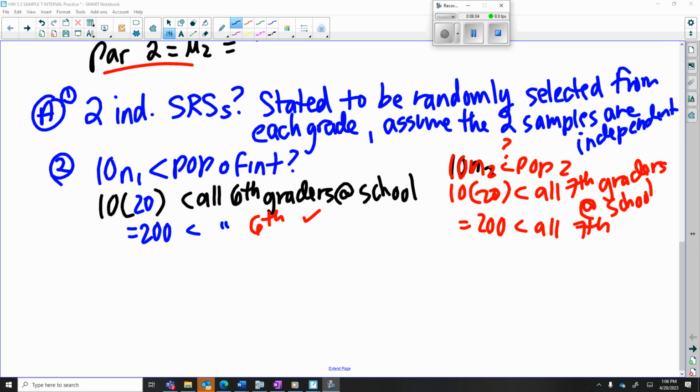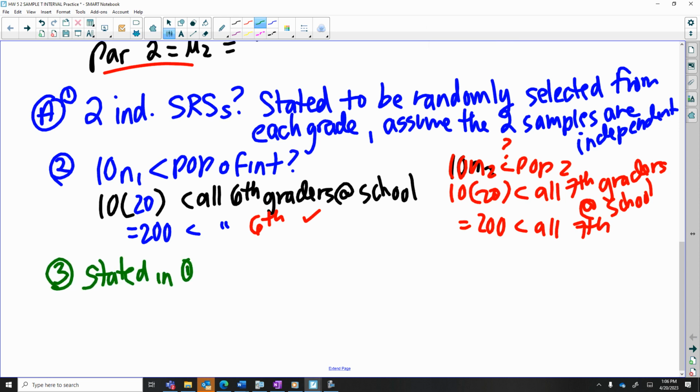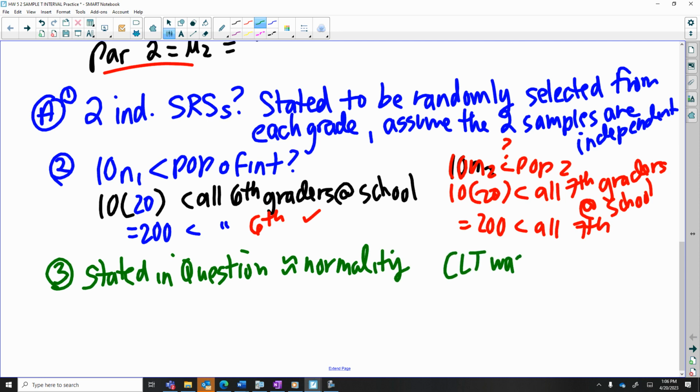And now let's move on to the last assumption, which is normality. It's stated in the question that when they plotted the data, there was approximate normality with no extreme outliers or skewness. So even though the CLT, the central limit theorem, was not met because the two sample sizes were 20 each, because they stated in the question that normality was reasonable, that was great because now that assumption is checked. So now we have our three assumptions and we're able to proceed.